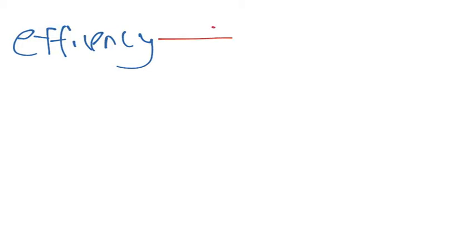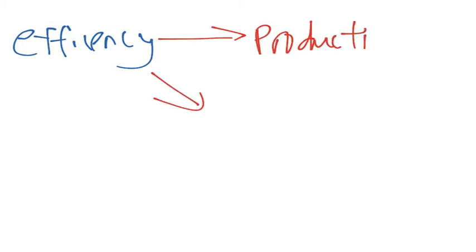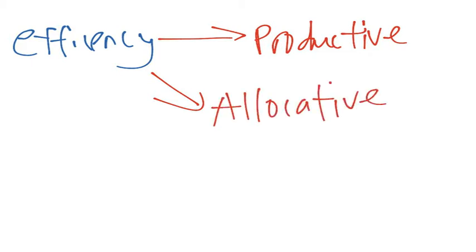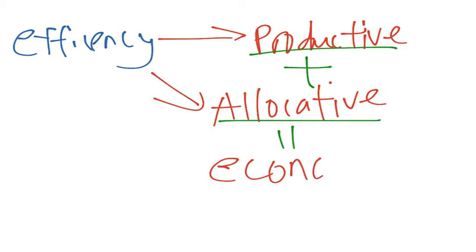Now, next is on efficiency. There are actually two main types. One is productive efficiency. One is allocative efficiency. And when you have productive and allocative efficiency together, what you get is what we call economic efficiency.